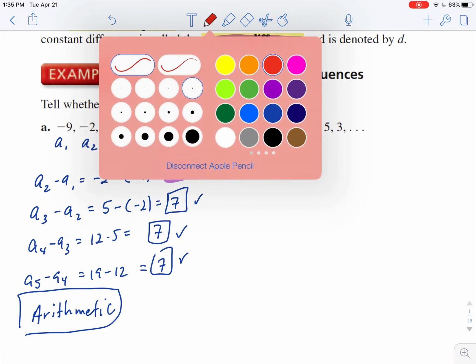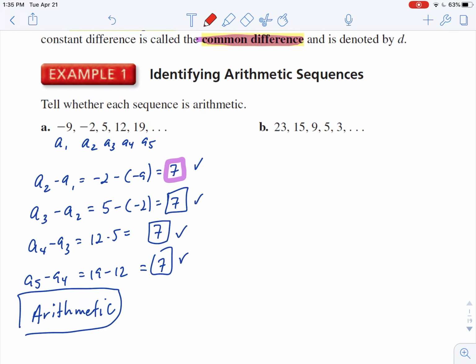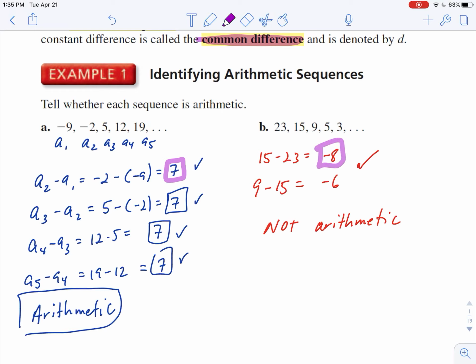So example B is asking us the same thing. Let's quickly go through this. What's 15 minus 23? Well, that is a -8. And just because it's negative doesn't mean that it can't be arithmetic, but we do need to check and make sure that that holds each and every time. So 9 minus 15 obviously is a -6. Right away, this is enough information for us to say it's not an arithmetic sequence. And the reason being is that -8 and -6 are not the same thing, which is why it's not an arithmetic sequence.